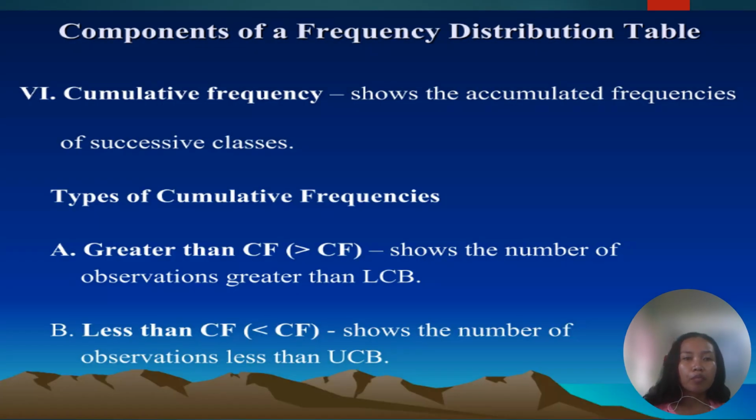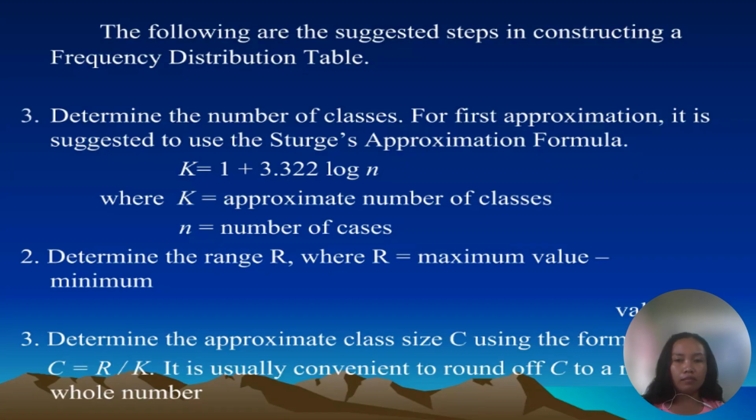Next is cumulative frequency, which shows the accumulated frequencies of successive classes. Types of cumulative frequencies: greater than shows the number of observations greater than the LCB, lower class boundary. Less than shows the number of observations less than the UCB, upper class boundary. The following are suggested steps in constructing the frequency table.